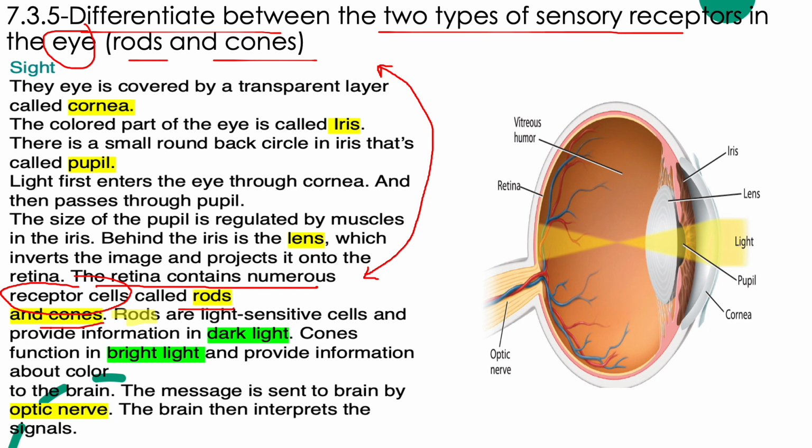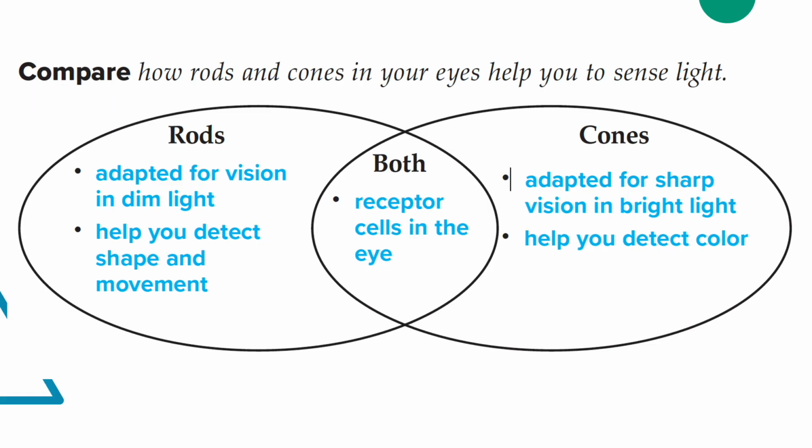So remember, the rod is an important part of the eye. It is a photoreceptor, but it works mostly in the dark, or you can say in less light, dim light. Cones, on the other hand, are the type of photoreceptors which work in bright light, and they provide information about color. So the message is sent to the brain by the optic nerve, and then it is translated, and we can easily see by the help of the rods and cones.